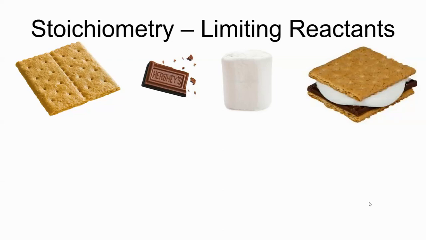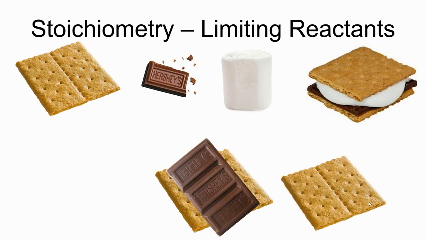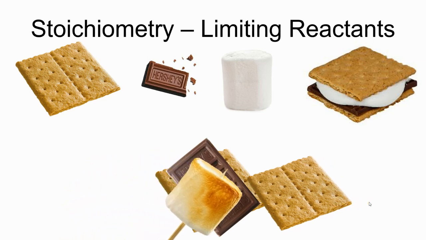This screencast is on limiting reactants in stoichiometry problems. Now, in our last video on stoichiometry, we talked about s'more making and how the reaction, if you will, for a perfect s'more was 2 graham crackers, 3 chocolate pieces, and a roasted marshmallow.